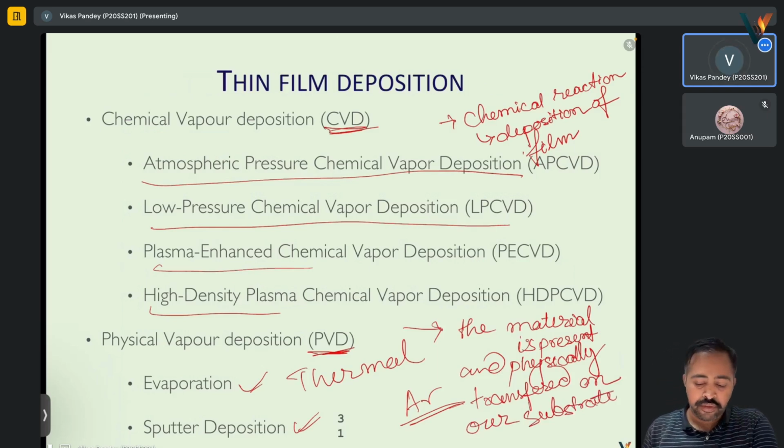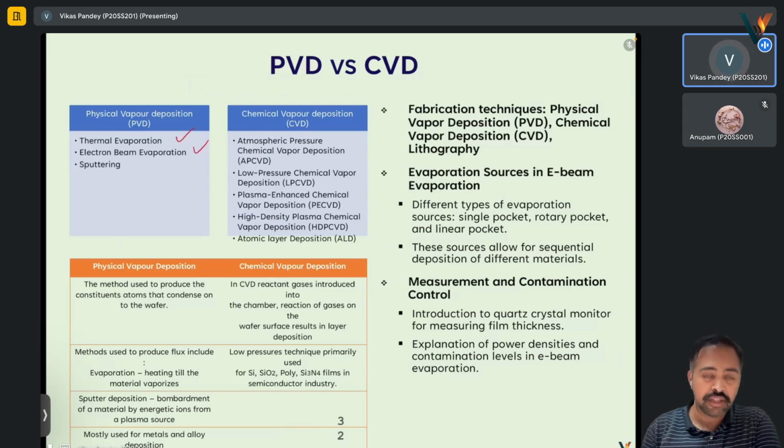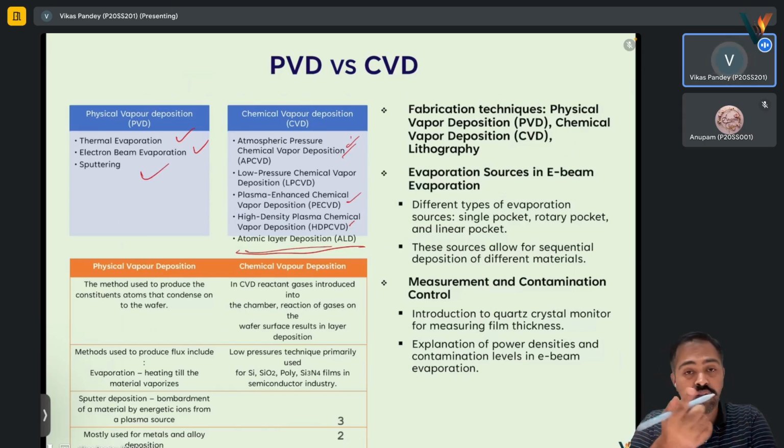Okay. So, what is the basic difference in PVD? PVD will have thermal evaporation, electron beam evaporation, and sputtering. CVD has APCVD, LPCVD, PECVD, HDPCVD, that is high density plasma CVD, and ALD. We have covered ALD in detail in one of the classes.